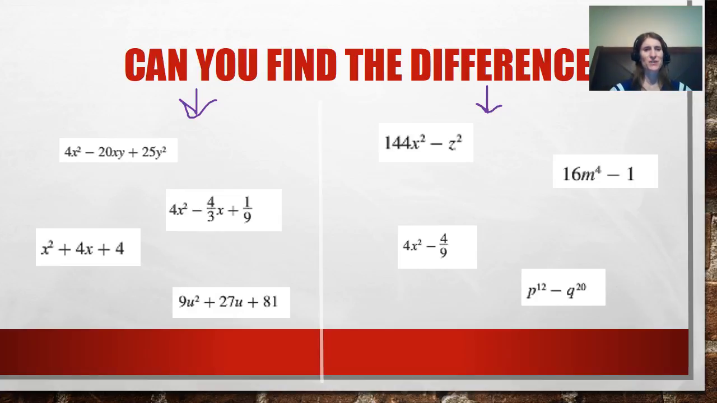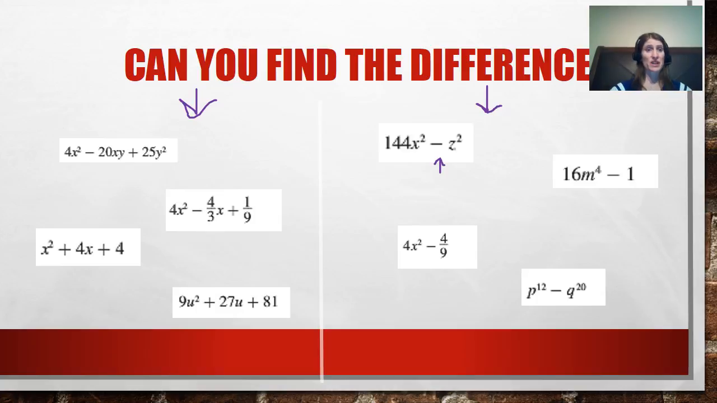Some answers that my students said in class were, well, the left-hand side are trinomials. They have 3 terms, but the right-hand side only has 2, so they're binomials. Something else that we noticed was that all of this side has subtract signs in the middle, but on the left-hand side, they're mixed up, so they don't have to just be subtract signs.